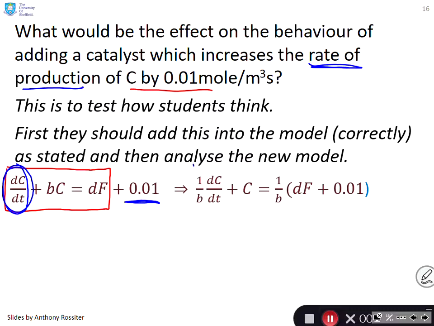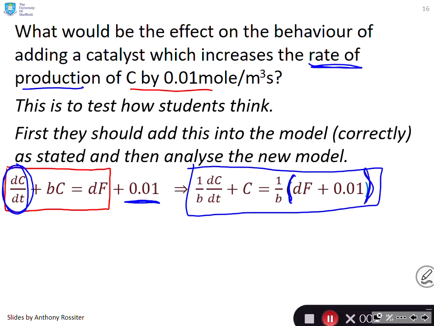And then over this side I've just rearranged it a bit by basically grouping some terms, you'll see, with these brackets. And why I've done that? Because again, it's now in a more conventional time constant form. The only difference is I can see that now dF plus 0.01 are acting as a sort of combined input.